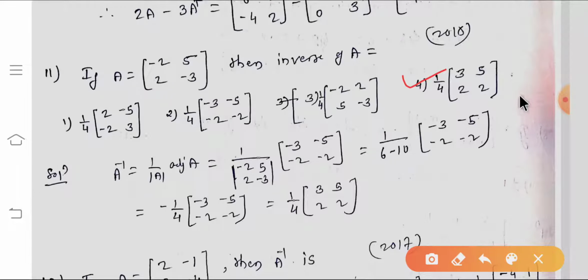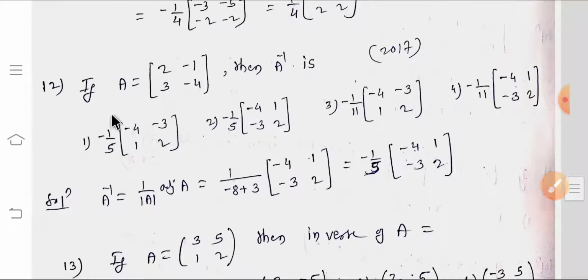Or using the options we can directly simplify. For the inverse we first find the determinant value. The determinant is 6 minus 10, that is minus 4, so the factor is minus 1 by 4. Then we interchange the diagonal elements and change the signs of the others. Multiplying by the minus sign throughout, we get this option directly, without expansion.